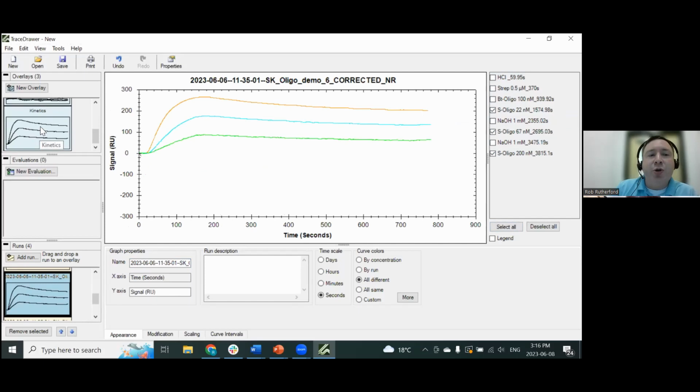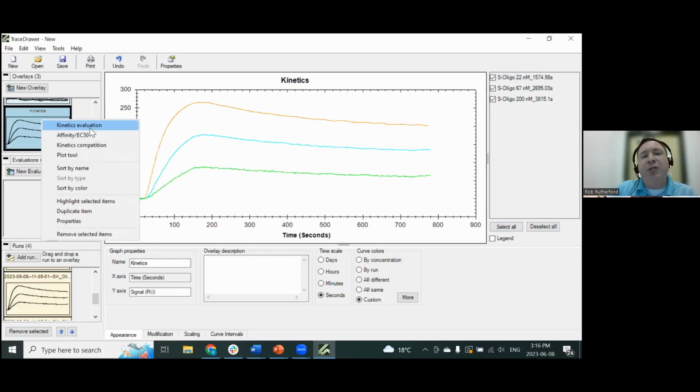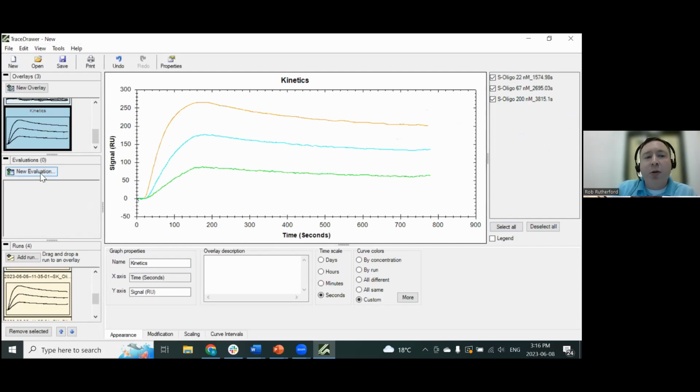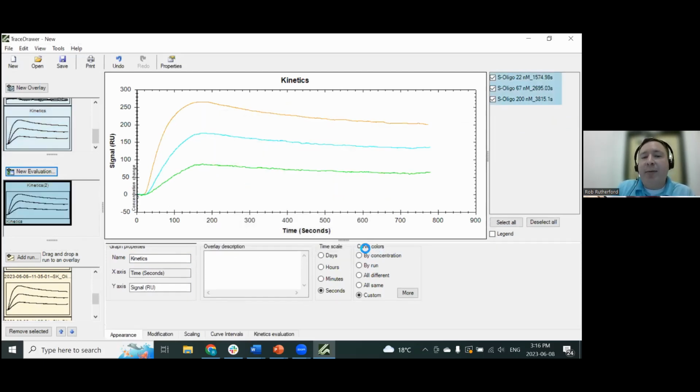Drag it up into your New Overlay, and then you have a couple of options. You can right-click and choose Kinetic Evaluation, or you can click on New Evaluation here, make sure Kinetic Evaluation is selected from the drop-down menu, and then choose which overlay you would like to run your kinetics on. So in this case, we're using the Kinetic Overlay, and we're going to click OK.